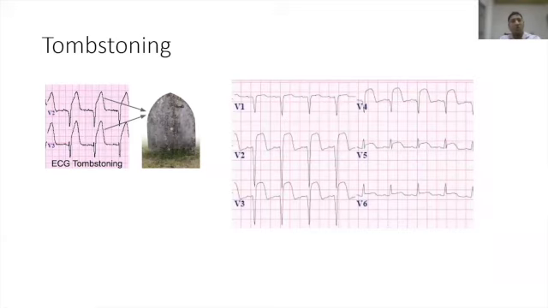This is for your learning purpose, right? Tombstoning. These types of patients are also really high risk patients. In the ECG, you can see the tombstone appearance. These are very high risk patients. Thank you. You may ask me some questions now.